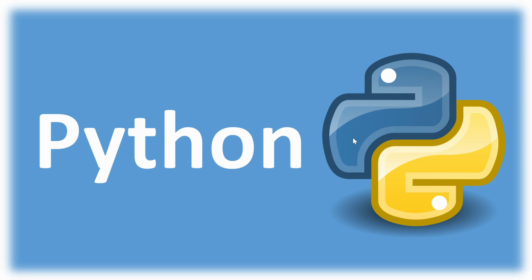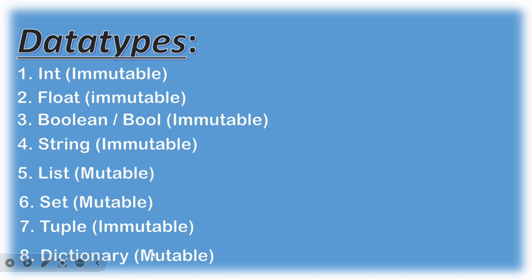So today we are going to learn about dictionary data type. Okay, so this one is dictionary data type, which is mutable. So what exactly is dictionary data type? Dictionary data type is used to store values or elements in the form of key and value pairs.